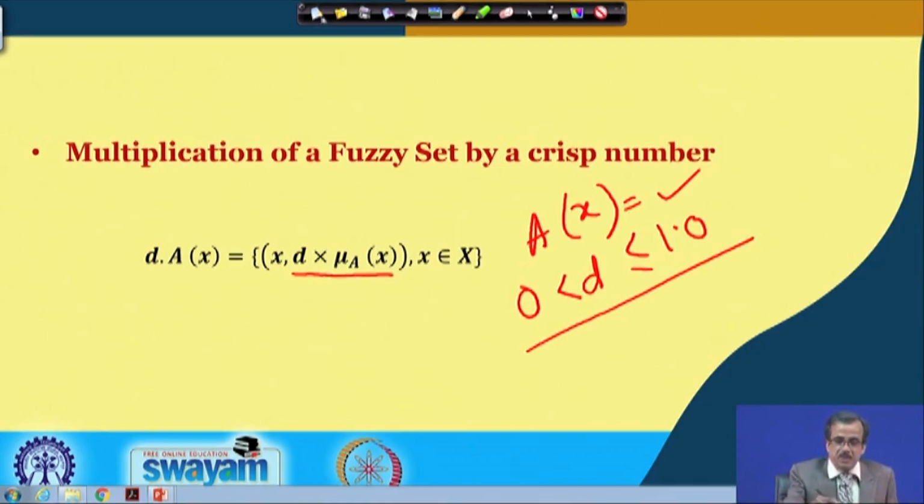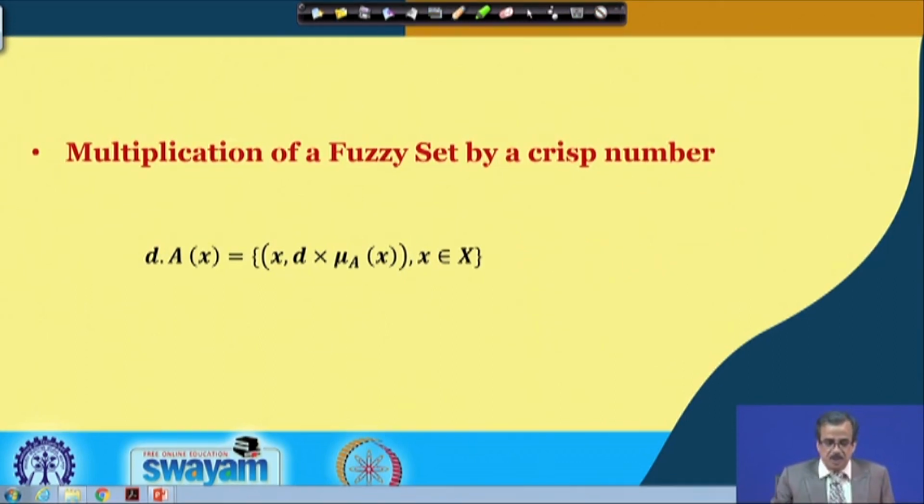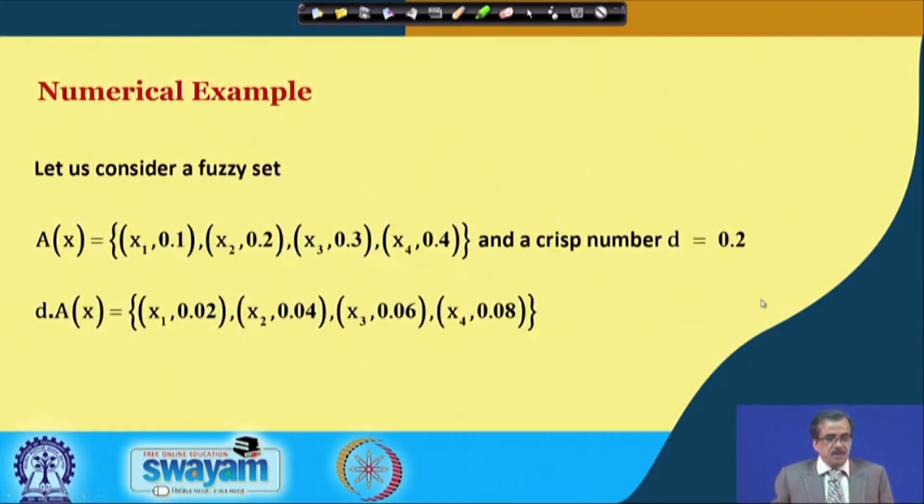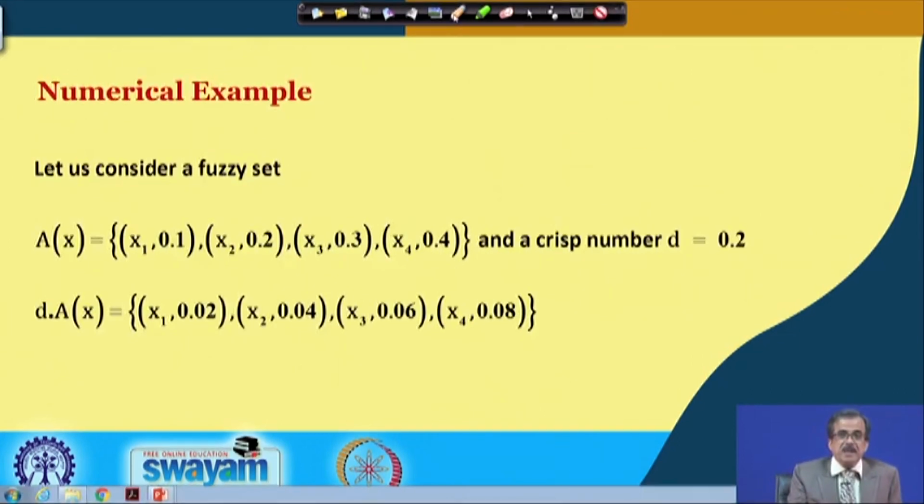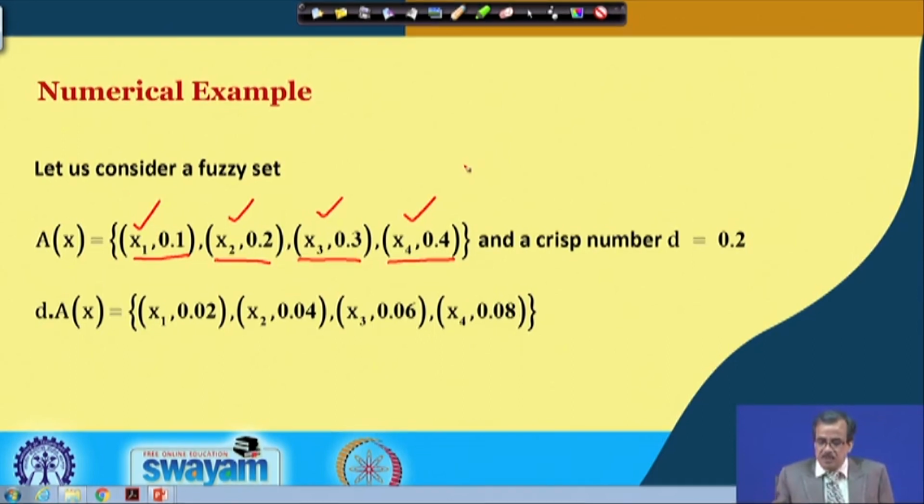Now, let me take one numerical example, so the things will be made more clear. Supposing that I have a fuzzy set A(x), which is nothing but {(x1, 0.1), (x2, 0.2), (x3, 0.3), (x4, 0.4)}. So, this is a discrete fuzzy set having 4 elements x1, x2, x3 and x4. And supposing that the crisp number d is set equal to 0.2.